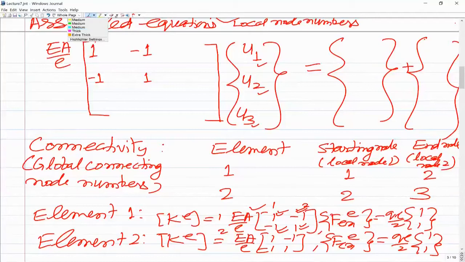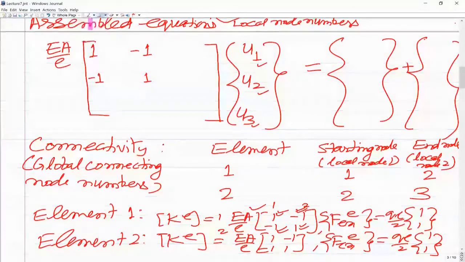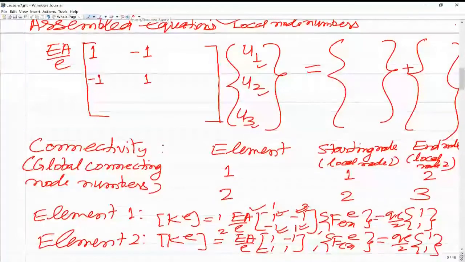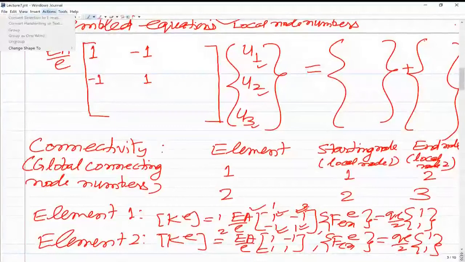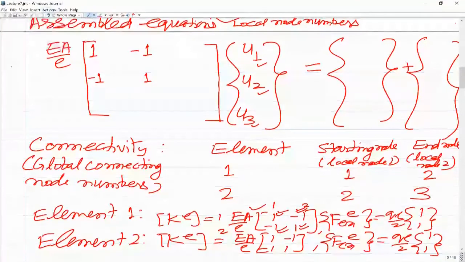Let me try to change the color. Yeah, I think okay. Let me continue with the same thing. Let me do everything for the left hand side.